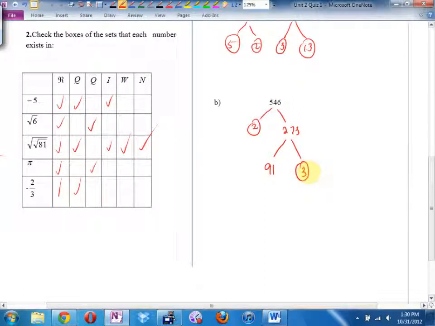91 is a weird one. I thought it was prime, but I started guessing. I know 5 doesn't work. I tried 3, didn't work. I didn't bother trying 5. I tried 7. Does 7 work? Yeah, that was a little surprise to me. 7 times what? And those are prime. So the prime factorization is 2 times 3 times 7 times 13.